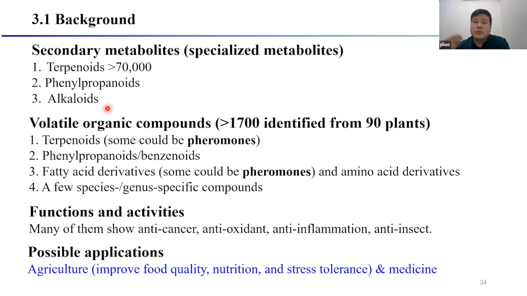For volatile organic compounds, more than 1,700 have already been identified from 90 plants. These include terpenoids, phenylpropanoids, benzenoids, and fatty acid derivatives, as well as amino acid derivatives. There are also a few species- or genus-specific compounds. What I want to emphasize here is that some terpenoids could be pheromones, and some fatty acid derivatives could also be pheromones. Most of these secondary metabolites show anti-cancer, anti-insect or antibacterial activity. Potential applications in agriculture include increasing food quality, nutrition, and stress tolerance.